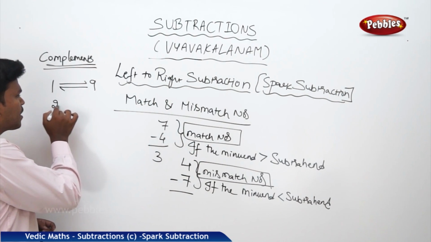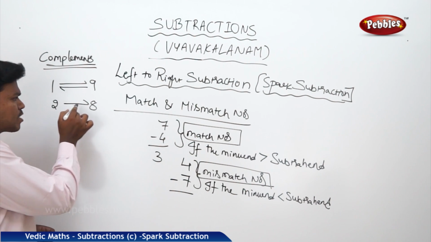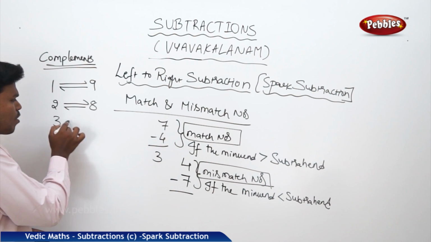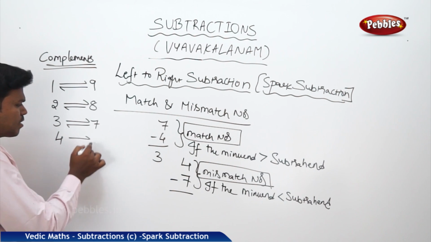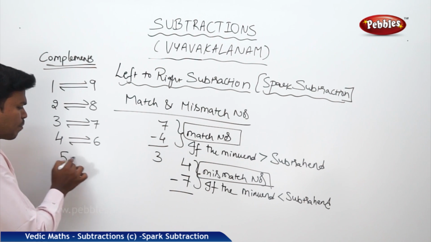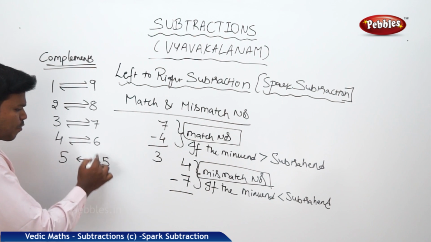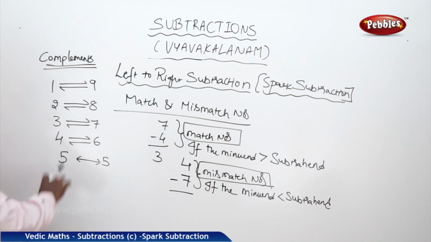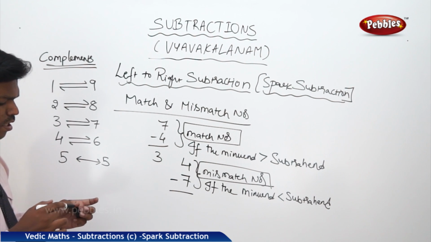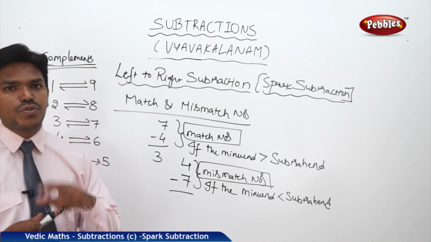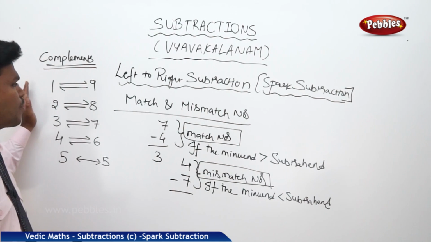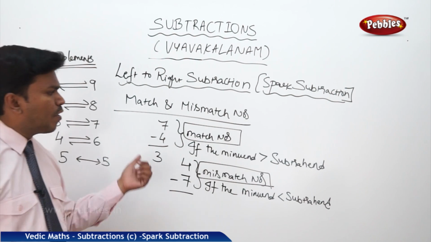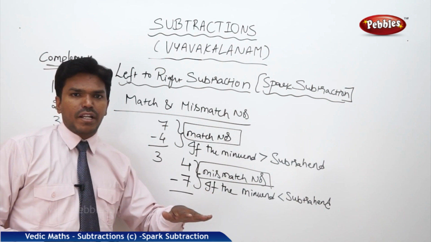Similarly, 2's complement is 8, 8's complement is 2, 3's complement is 7, 7's complement is 3, 4's complement is 6, 6's complement is 4, and 5's complement is 5. So these are the complements. In this type of subtraction, we are going to mainly use these two concepts, match and mismatch numbers, and complements.